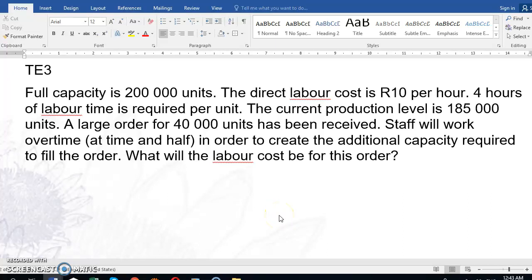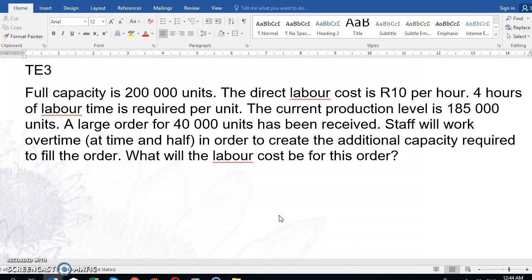Hi everyone, so it's the last video of the week 1 long questions recap, and this was technical exercise number 3, which read: full capacity is 200,000 units, direct labor is 10 Rand per hour, 4 hours of labor time is required per unit, the current production level is 185,000 units, a large order for 40,000 units has been received, staff will work overtime at time and a half in order to create the additional capacity required to fill this order. What will the labor cost be for this order?